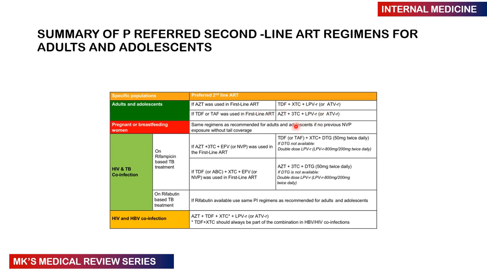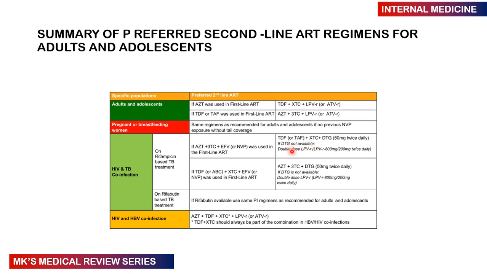Then, if there is HIV and TB co-infection and they are on a rifampicin-based regimen, if AZT, 3TC, and efavirenz or nevirapine was used as the first line, then we want to switch them to TDF or TAF, XTC, and DTG twice a day. If you do not have this, then use boosted lopinavir.